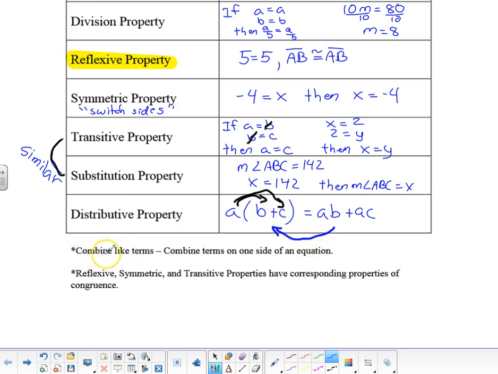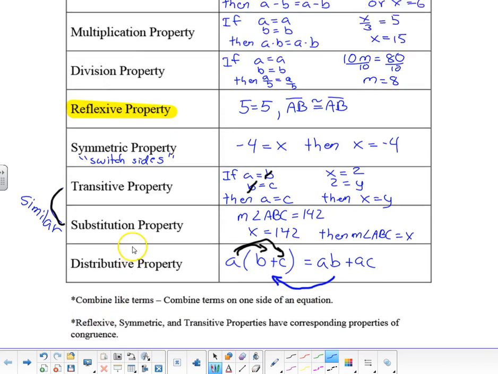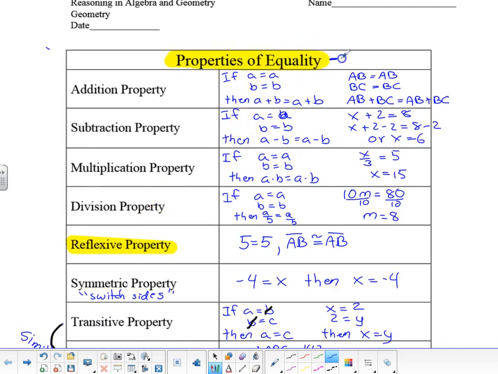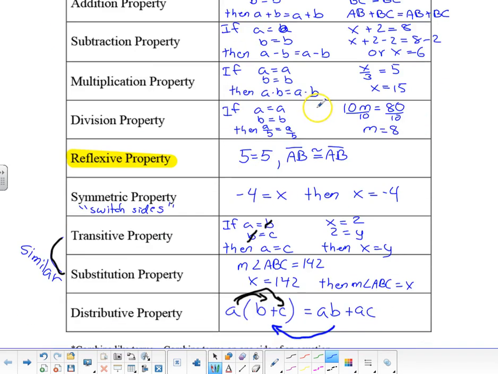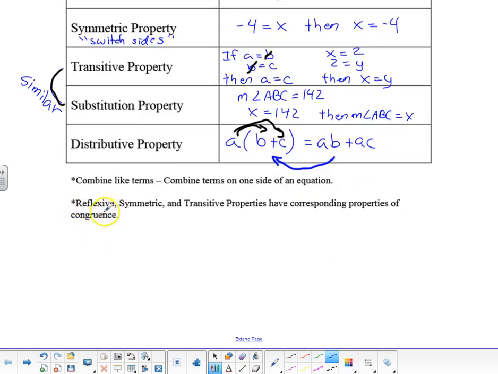Okay, so if we combine like terms, we do that on one side of the equation, so that's not a property of equality. Equality has to do with an equal sign, but there are several of these that we can use with congruent symbols as well. Reflexive, symmetric, and transitive properties have corresponding properties of congruence. So instead of saying the reflexive property of equality, we could write the reflexive property of congruence. In general, we're not going to worry about that last little tail bit of it. We're just going to simply say the reflexive property or the symmetric property.